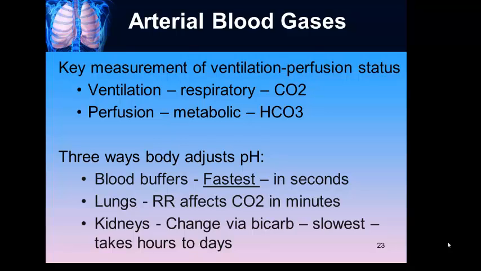So there are three ways that the body adjusts pH, as we already mentioned. The blood buffers are the fastest, and they can change the body's pH in seconds. The lungs are the second fastest. The respiratory rate is the RR. That can affect the carbon dioxide level in a matter of just minutes. And then the kidneys, they change via bicarbonate. They are the slowest adjusting system of the pH, and they can take between hours to days. And you need to know these systems, how quickly they respond.